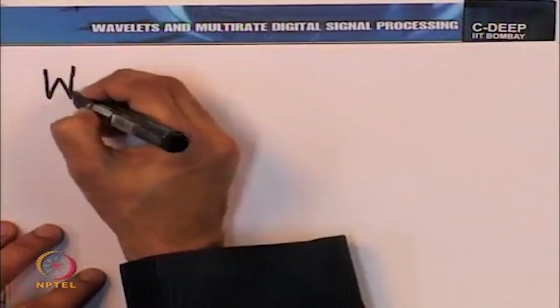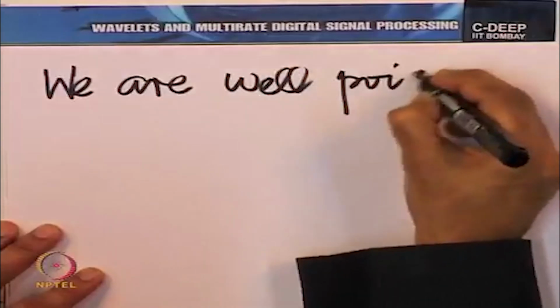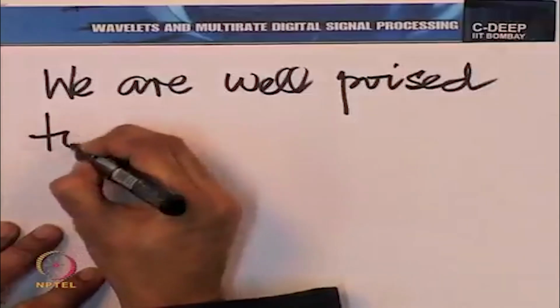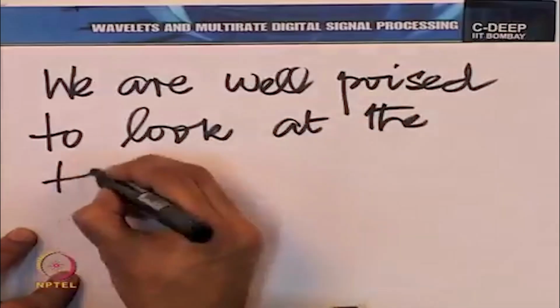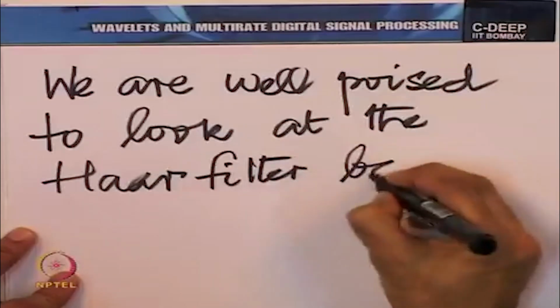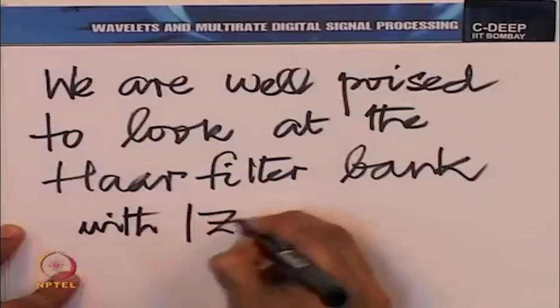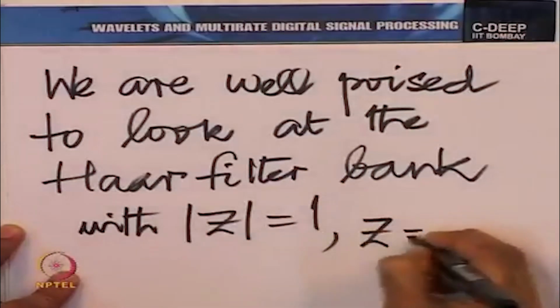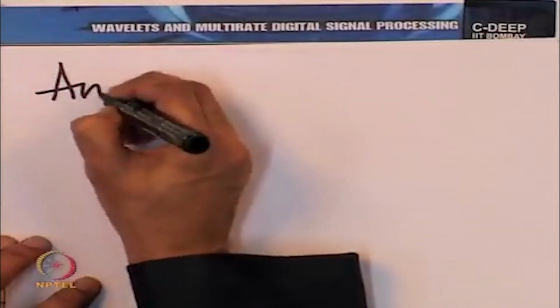So, we are now well poised to look at the Haar filter bank in the frequency domain. And what do we mean by the frequency domain? With mod z equal to 1, or z equal to e raised to the power j omega. Indeed, consider the analysis filters.